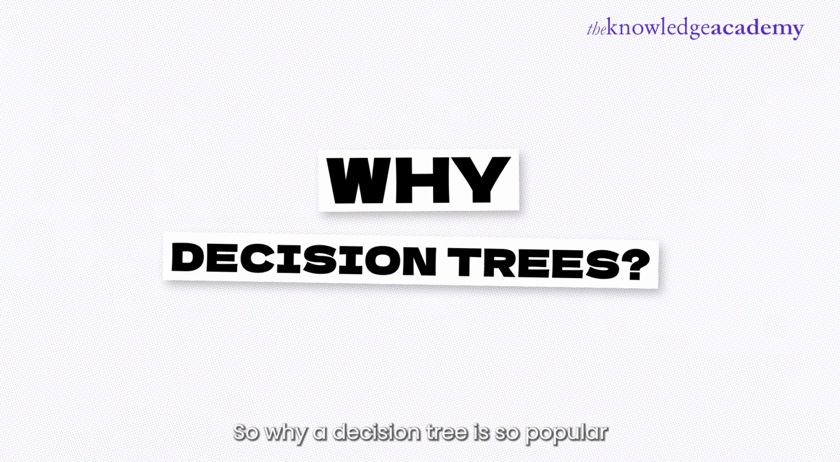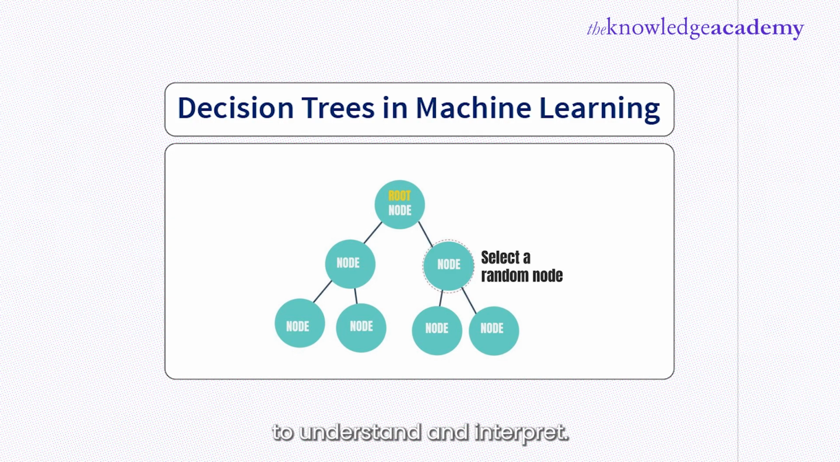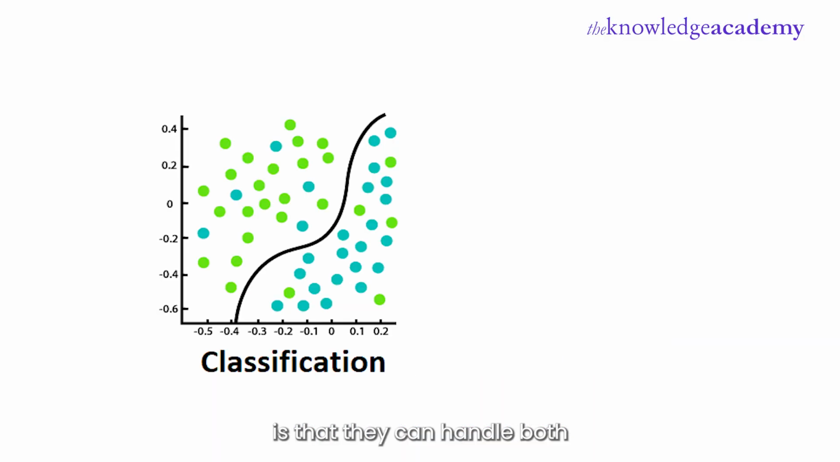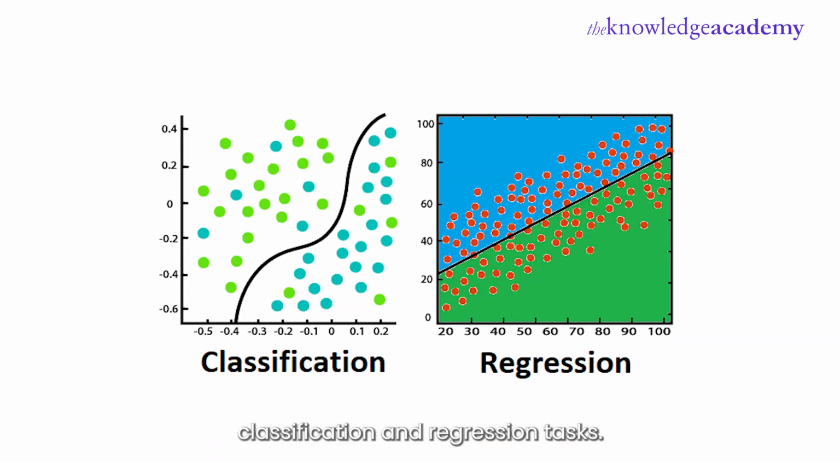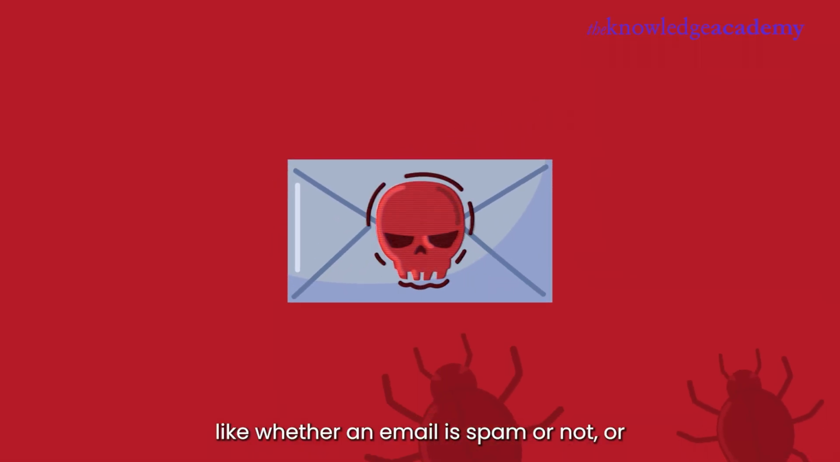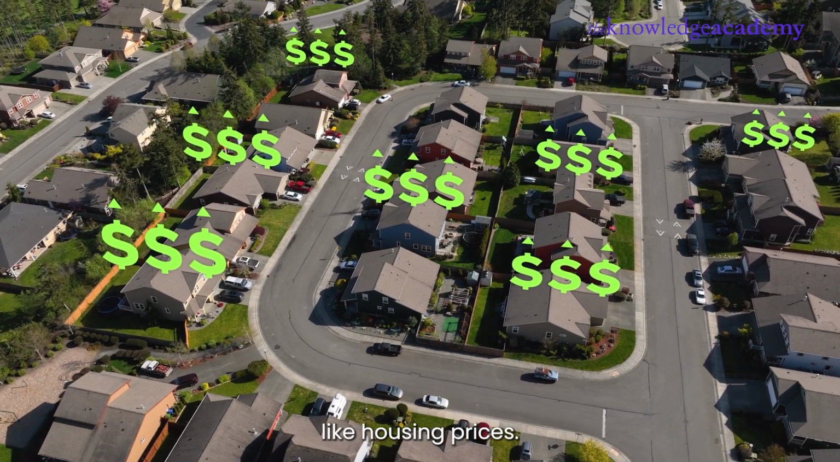So, why are decision trees so popular in machine learning? Well, one reason is that they're super easy to understand and interpret. You can literally visualize the entire decision-making process, step by step. Another big advantage is that they can handle both classification and regression tasks. That means they can be used to categorize things, like whether an email is spam or not, or even to predict numbers, like housing prices.